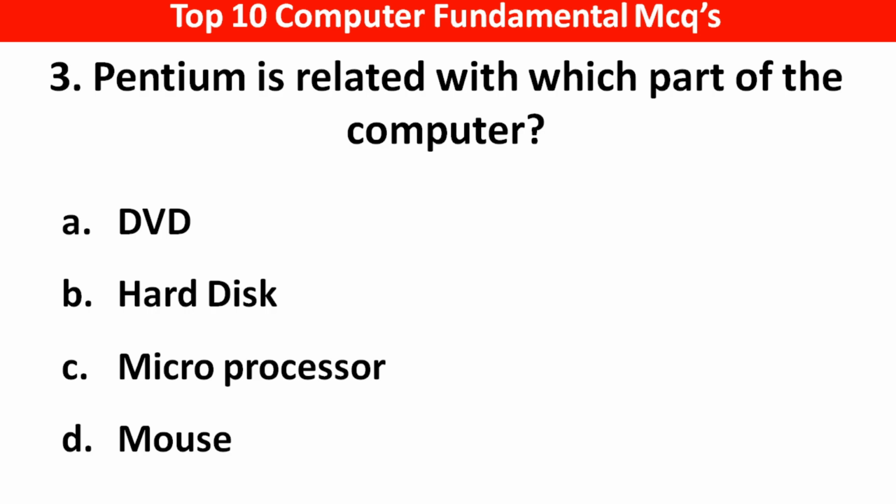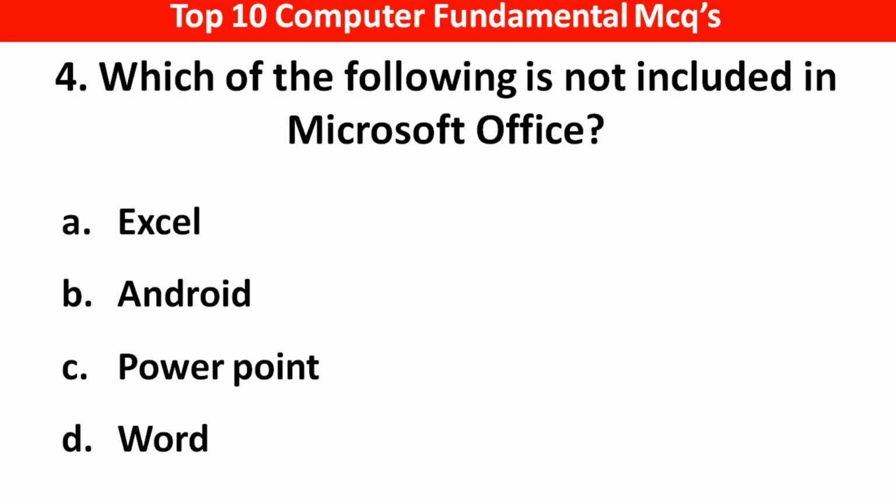Options: A DVD, B hard disk, C microprocessors, D MOS. Right answer is option C, microprocessor. Next question, which of the following is not included in Microsoft Office?